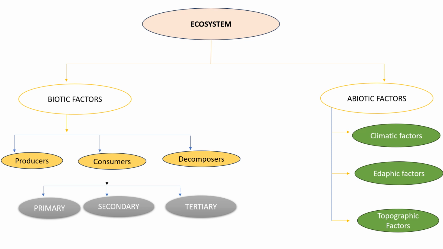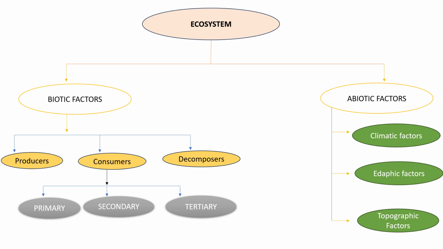Producers are basically the plants, the organisms which prepare their own food. As they prepare their own food, we call them producers. Consumers are living organisms which are not able to produce their own food. They are dependent on producers for food. Then come decomposers. Decomposers are those organisms which decompose dead bodies and organic matter and help in nutrient recycling in the environment. We are going to see this slide in detail in the upcoming slides.